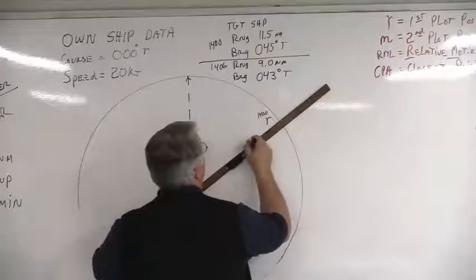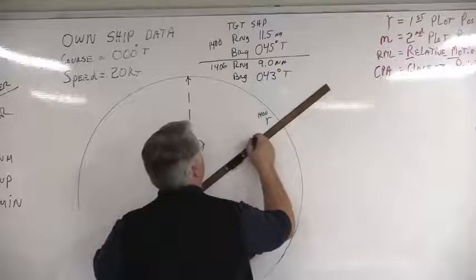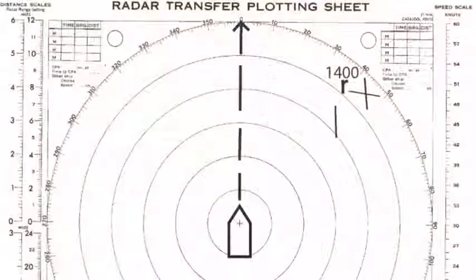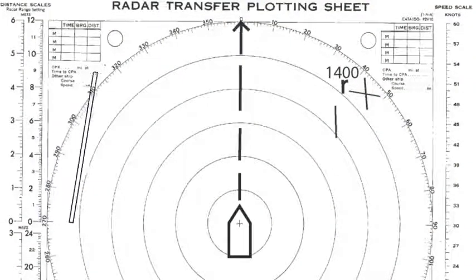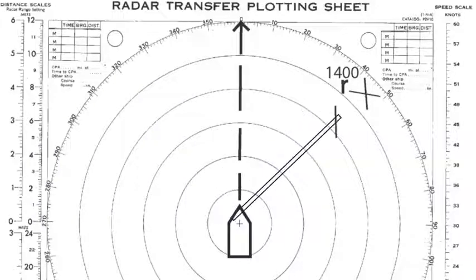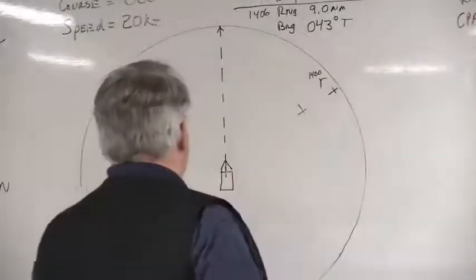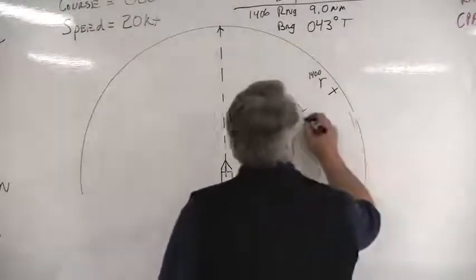And because we have the range rings on there, we can draw a line between 8 and 10 on the range rings. Just draw a line there at 043. Then we're going to take our compass and repeat the same procedure. We're going to find 9 nautical miles on our 12-mile range ring, get 9 miles, and put a mark out here at 9 miles.